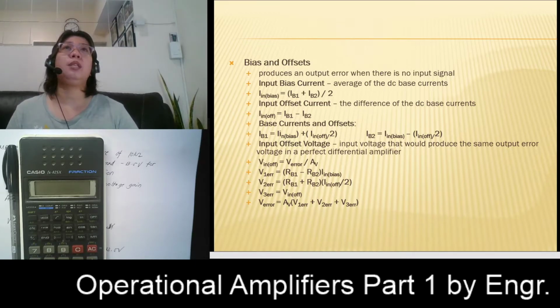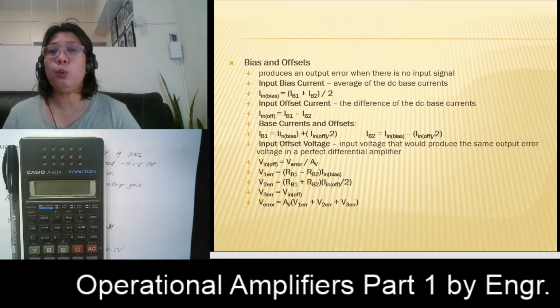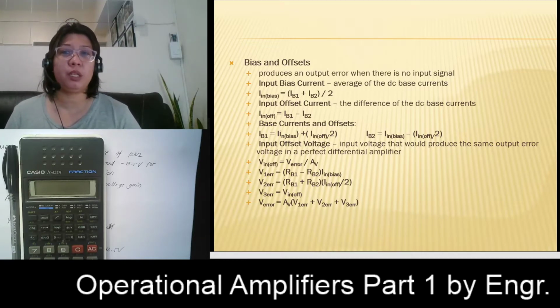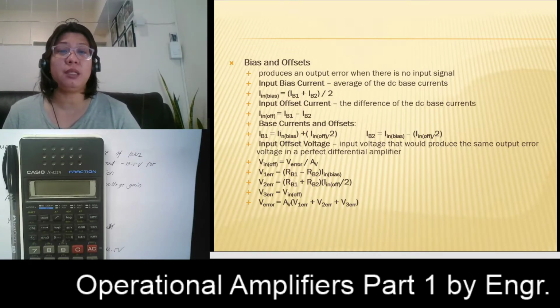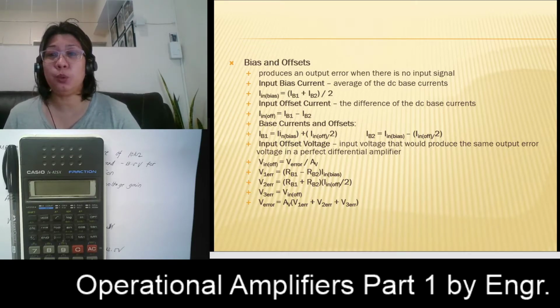Because of this, they produce an output error even though we do not have an input signal. So we have what we call input bias current. This is the average of the DC base currents. It is equivalent to I in bias, which is IB1 plus IB2 all over 2.